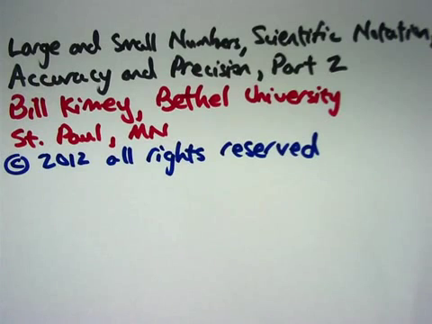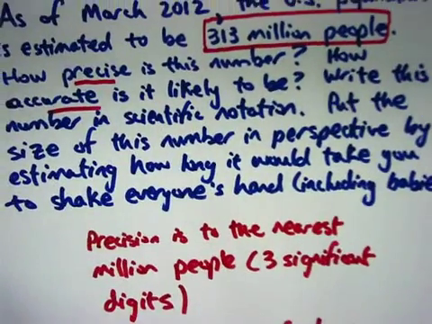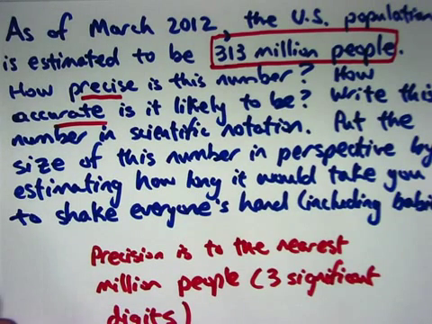This is part 2 of a math series I'm doing on large and small numbers, scientific notation, accuracy, and precision. In the first part, we looked at a long problem that looked like this. In March of 2012, there were about 313 million people in the United States. How precise is the number? How accurate is it? Write it in scientific notation and put it in perspective.